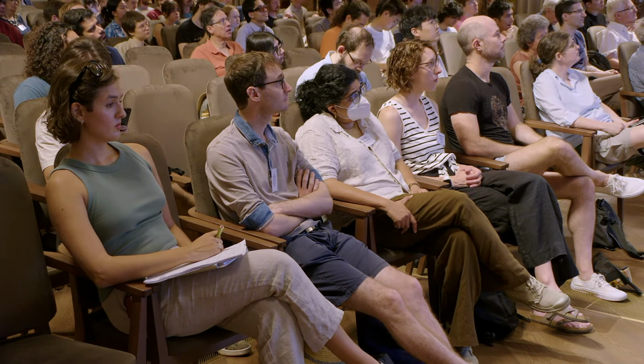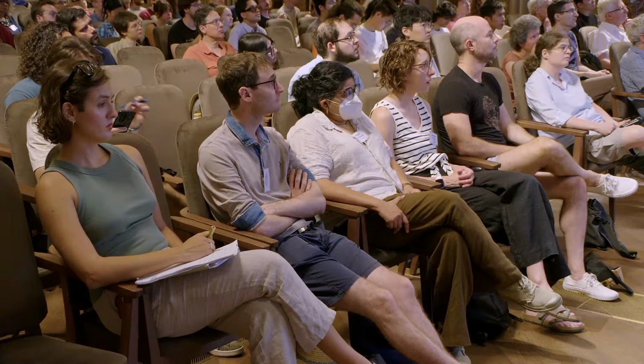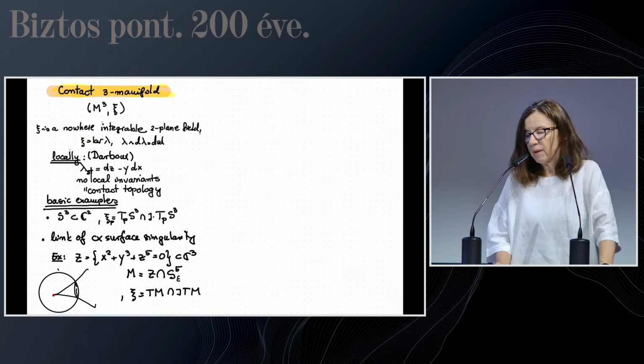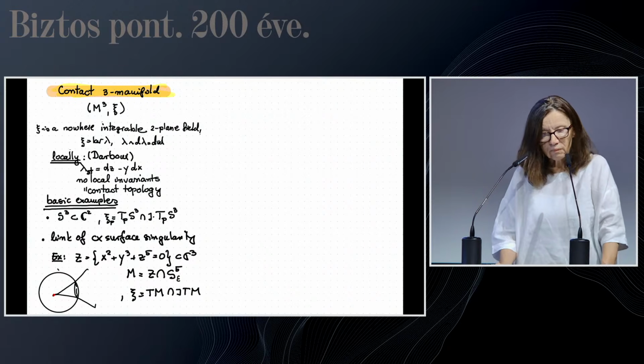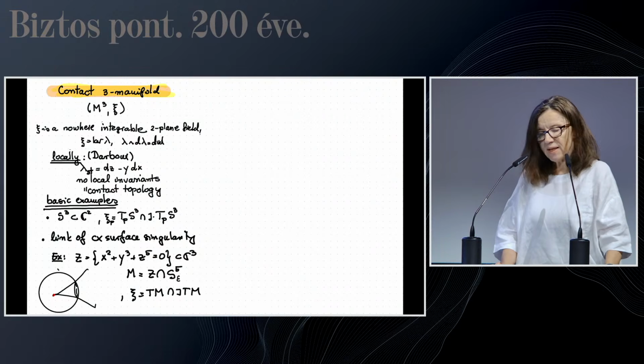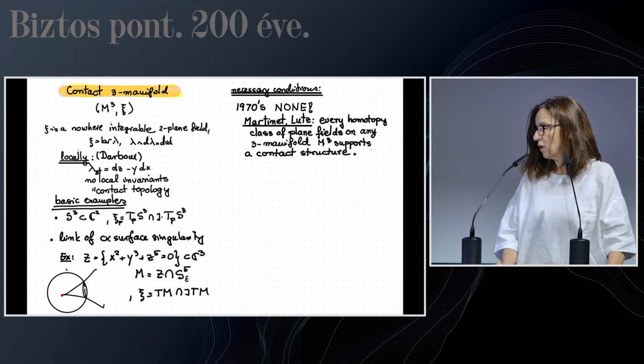And a basic example is S^3 in C^2 with the contact planes given by the complex planes tangent to S^3. And similarly, a link of a complex singularity: if we take a complex surface in C^3 or in some other C^n that has an isolated singularity, and we take a small sphere around that singularity and intersect it with the surface, then the complex tangent planes, like in the case of S^3, give us a contact structure.